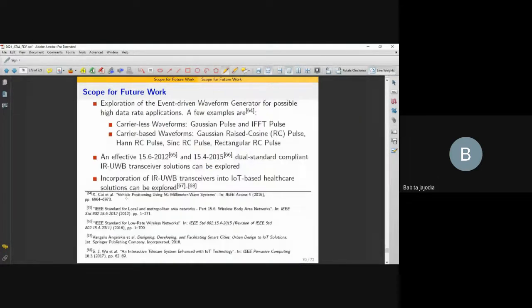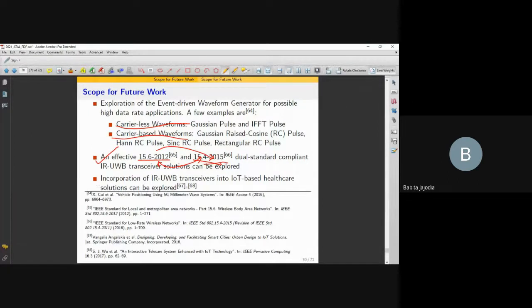For future scope, as I mentioned, the event-driven waveform generator can be used for both carrier-less as well as carrier-based systems. In future work, we can also target designing a dual standard for 15.6 and 15.4. WPAN also released a new standard in 2015, and if you go through the standards, you can see both have somewhat 10 to 20% similar specifications.